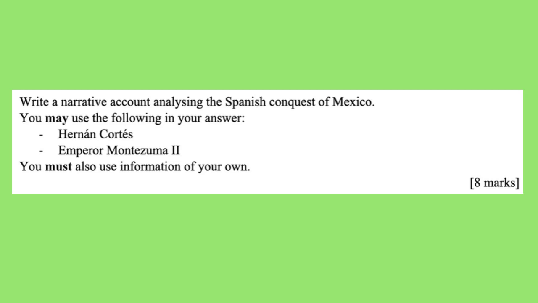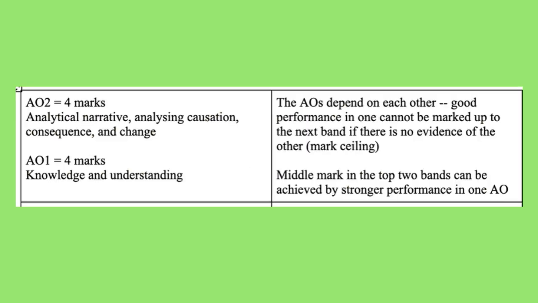8 marks. Here's the mark scheme for this question, which you can find out about in more detail in the overview video. 4 marks here are available for AO2, which requires you to write an analytical narrative. In order to do that, you need to be discussing causes of the event, consequences of the event, and changes within the event.